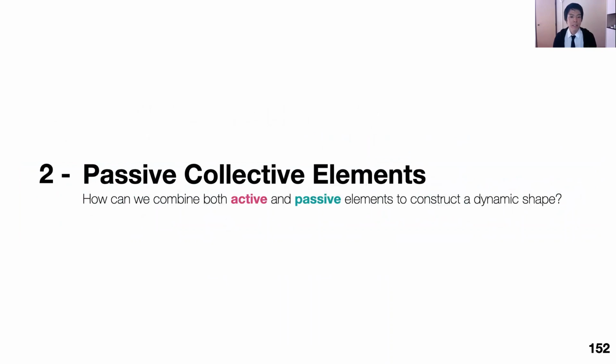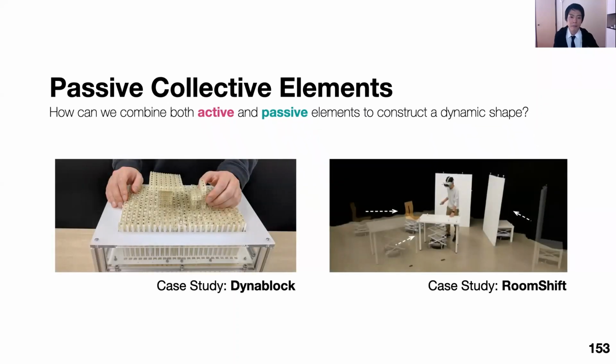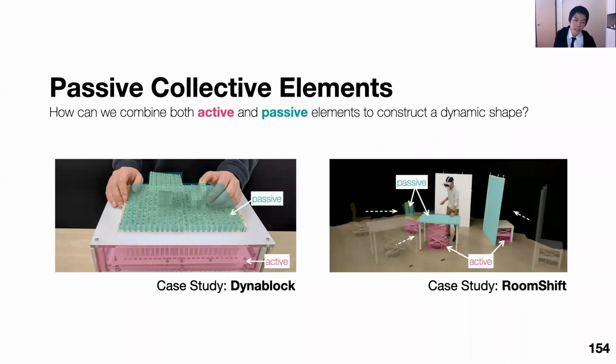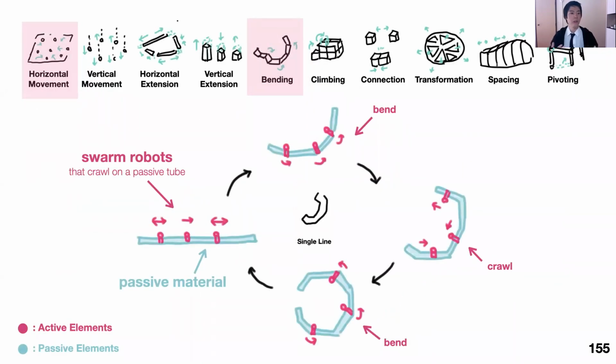The second one is about the passive collective elements, which is how can we combine both active and passive elements to construct the dynamic shape. Again, in my own work, I demonstrated these passive collective elements through the Dynablock and the RoomShift. And as you can see, the dynamic shape construction is combined through the active and passive elements to create a dynamic shape.